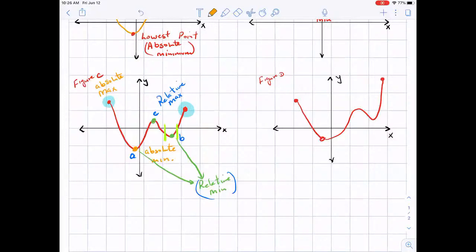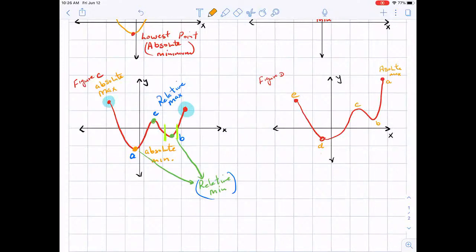Let's look at one more example before I write the definition. So in figure D, what's the highest possible point on this graph? Okay, highest possible point. So if you look over here, let's call that point A. This is the highest point, so this will be your absolute max, the highest possible point. Now, let's label all these B, C, D, and E. D is lower than all of them, but the point is not defined.